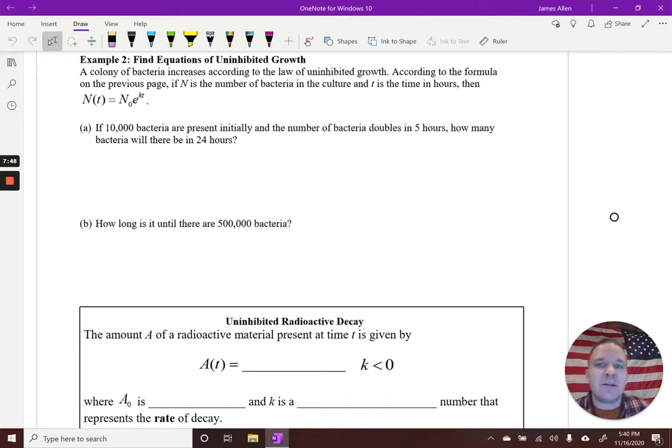All right. A colony of bacteria increases according to the law of uninhibited growth. That's a fun word to say, uninhibited. Your math skills are going to be uninhibited, I'll tell you what. According to the formula on the previous page, if n is the number of bacteria in the culture and t is the time in hours, then n of t is equal to n naught e to the kt.